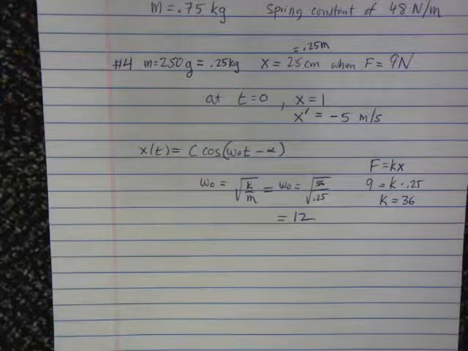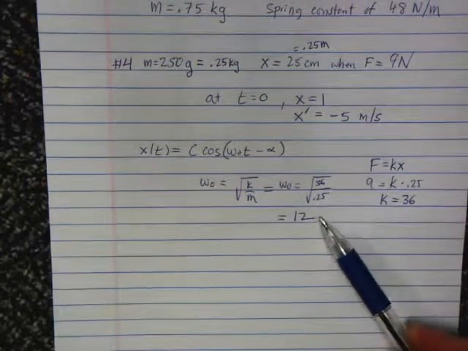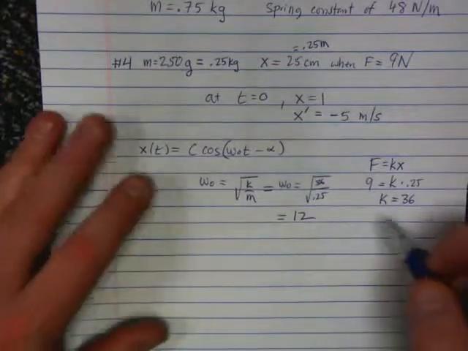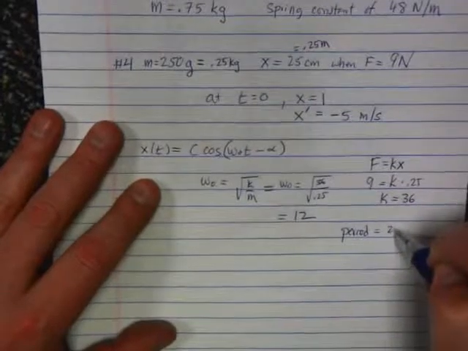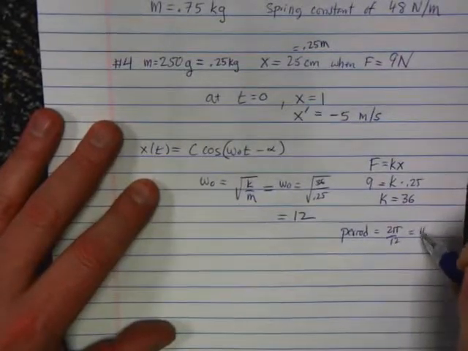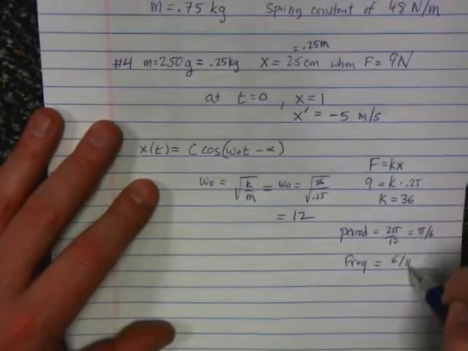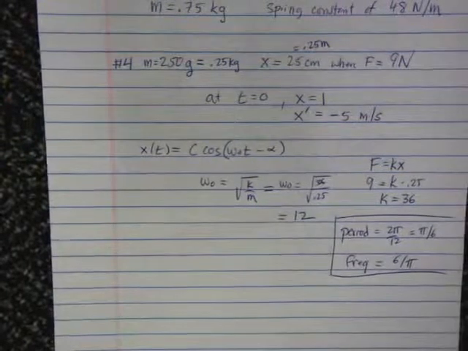Knowing that omega naught is 12, I can already answer part B. Part B was find the period, find the frequency. The period is 2 pi over 12, which is pi over 6. And the frequency is the reciprocal of that, which would be 6 over pi. So there's the answer to part B. Part B is the easy part.